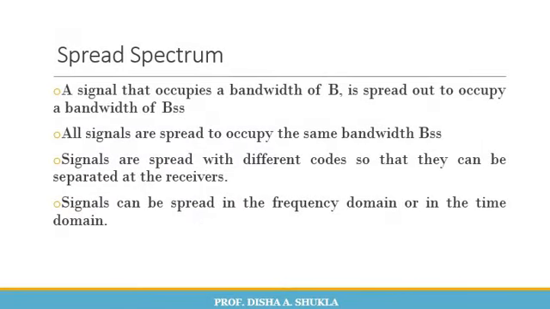A signal that occupies a bandwidth of B is spread out to occupy a bandwidth of BSS, that is bandwidth spread spectrum. All the signals are spread to occupy the same bandwidth BSS. Signals are spread with different codes so that they can be separated at the receivers. Signals can be spread in the frequency domain or in the time domain.